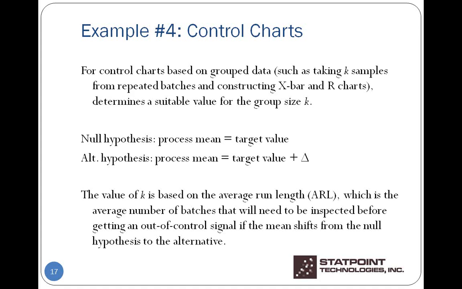From those K samples, it's common to construct what are called X bar and R charts. From every batch, I go in and take K samples, and I take the average of those K samples and plot them on an X bar chart, and the range of the K samples and plot them on an R chart. Question: how many samples should I take from each batch? What should K be so that my control chart has reasonable power?